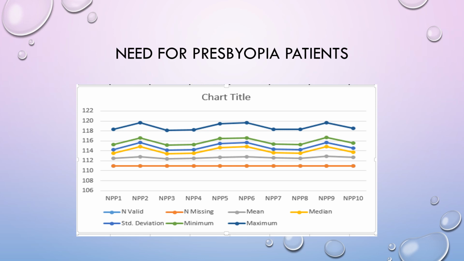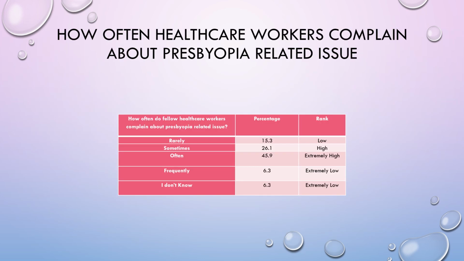This chart shows the needs for presbyopia patients. NPP in the chart below stands for needs for presbyopia patients. So we have NPP 1 to NPP 10. This table shows how often healthcare workers complain about presbyopia related issues. According to this table, they often complain, and the percentage of that is 45.9, which is extremely high.